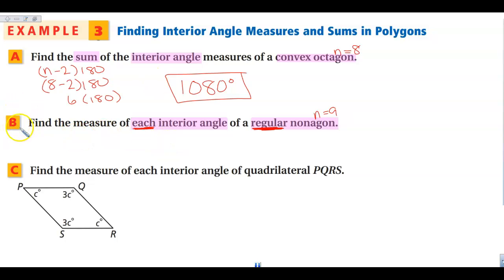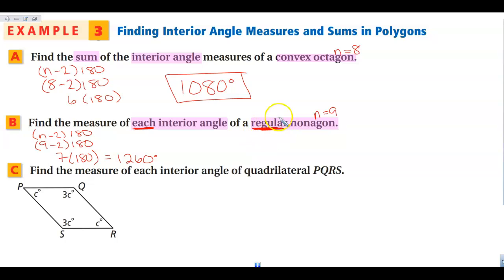So let's start by finding the total number of degrees. So it's n minus 2 times 180. I have 9 sides, so it's going to be 9 minus 2 times 180. 9 minus 2 is 7, so 7 times 180, which is going to give me 1,260. Okay, so 1,260 degrees in a nonagon.